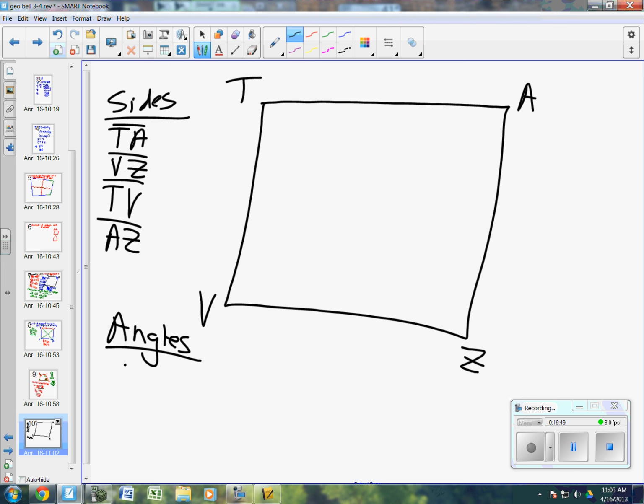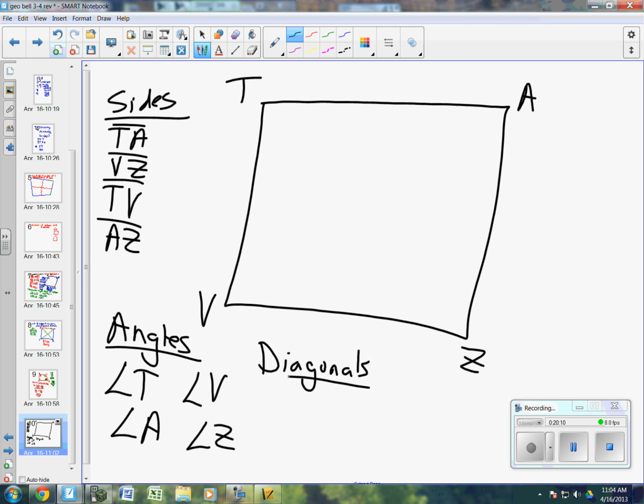Just the angles. Angle T, angle A, angle V, and angle Z. There's 4 angles, right? Name the diagonals. What are the diagonals? TZ and AV. TZ and AV are the diagonals.